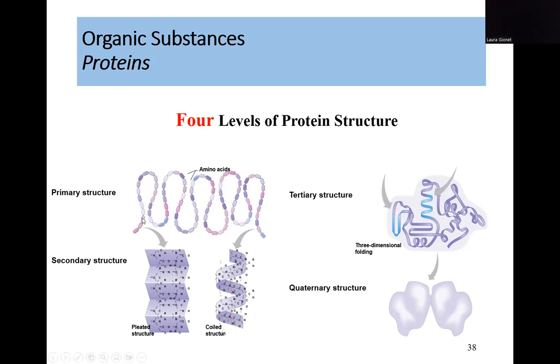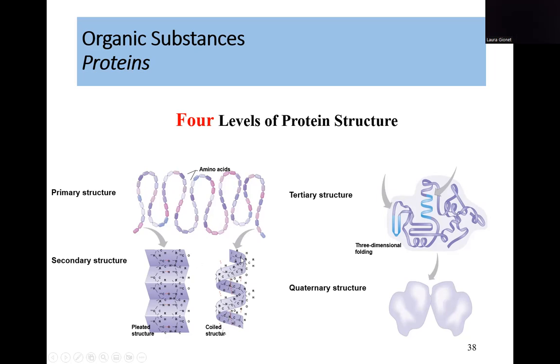The attractive force between one polar covalently bonded amino acid to another one farther down the chain. And now, boom, they come together and they hold that structure. So the secondary structure is the shape that it forms. It might be in a beta pleat like this, in kind of an accordion, or it could be in a coiled structure like DNA, a helix.